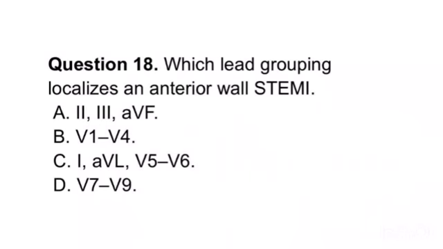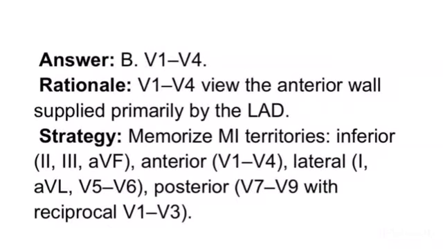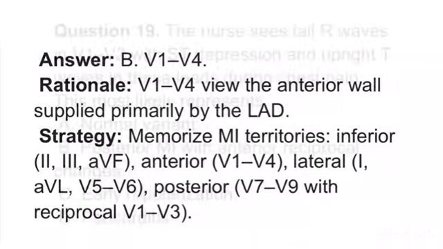Question 18. Which lead grouping localizes an anterior wall STEMI? A. II, III, aVF, B. V1 to V4, C. I, aVL, V5, V6, D. V7 to V9. Answer: B. V1 to V4. Rationale: V1 to V4 view the anterior wall supplied primarily by the LAD. Strategy: memorize MI territories: inferior, II, III, aVF; anterior, V1 to V4; lateral, I, aVL, V5, V6; posterior, V7 to V9, with reciprocal changes in V1 to V3.